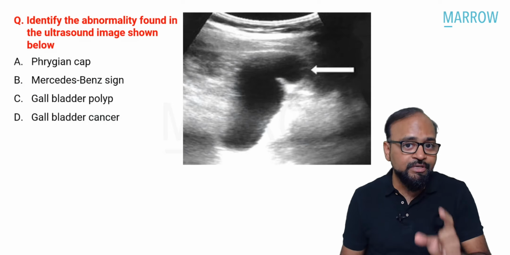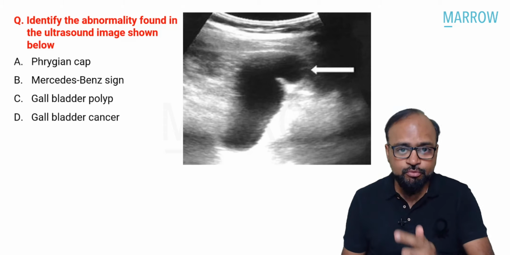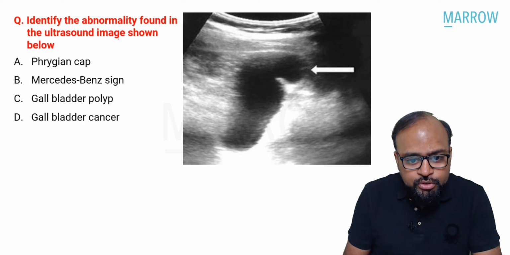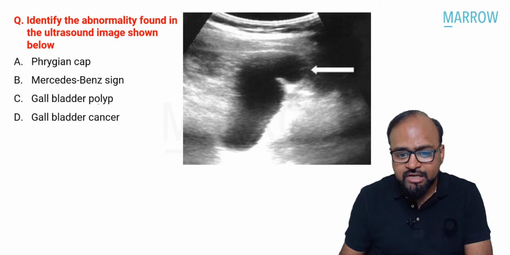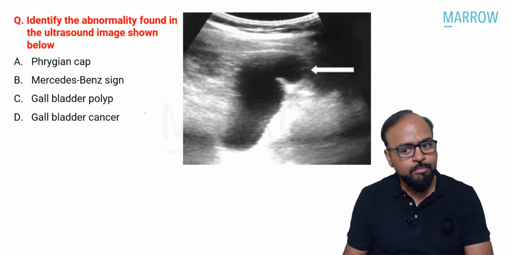I said hepatobiliary imaging is a very important topic. Very frequently in INI-CET exams, questions on hepatobiliary imaging are asked. Identify the abnormality shown in the ultrasound image here. So what is this? Look at the options: Phrygian cap, Mercedes-Benz sign, gallbladder polyp, gallbladder cancer.